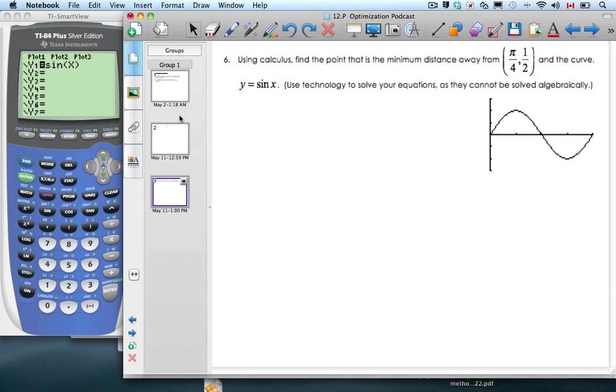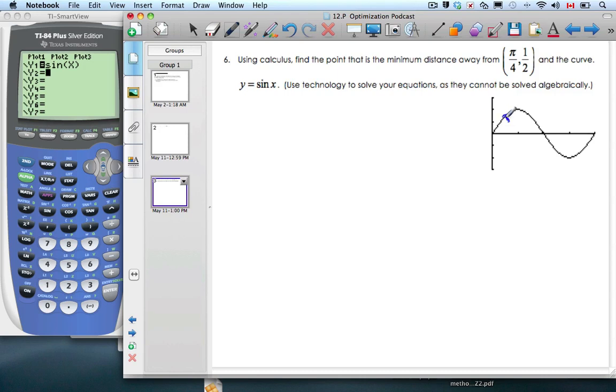From our worksheet, using calculus, we're going to find the point that is minimum distance away from this coordinate and the curve y equals sine x. Well, let's think about this for a moment. Here is sine x, and (pi/4, 1/2) is probably going to be right around here. And so I'm looking for this distance, and I want that distance to be a minimum.